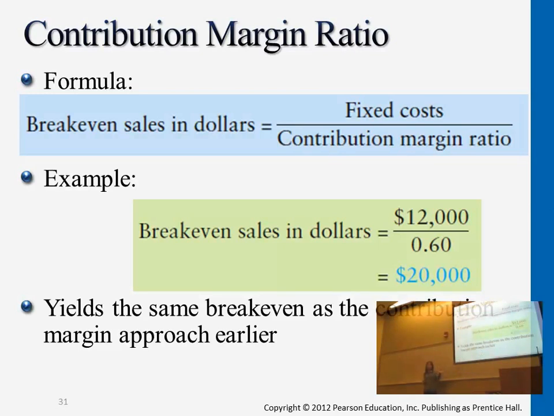So we want to know how many times fixed cost is over the ratio to get this 20,000 sales dollars. Because for every dollar, we're getting 0.6. Every dollar, we're getting 0.6. So we want to know how many dollars we're trying to get as sales revenue in order to cover the $12,000.